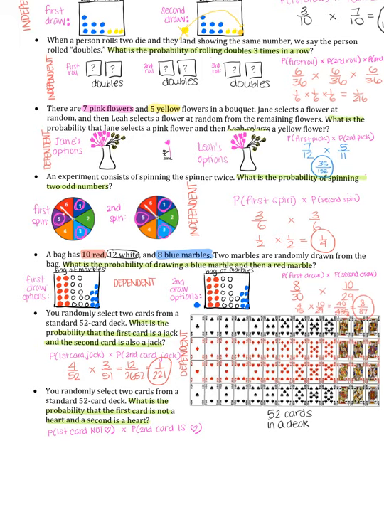It says, you randomly select 2 cards from a standard 52 card deck. What is the probability that the first card is not a heart and the second is a heart? Now notice, again, we are not replacing our first card before we draw our second, which means that the second draw will be affected by the first one. These would be dependent events, and we'll calculate the probability first that the first card is not a heart.